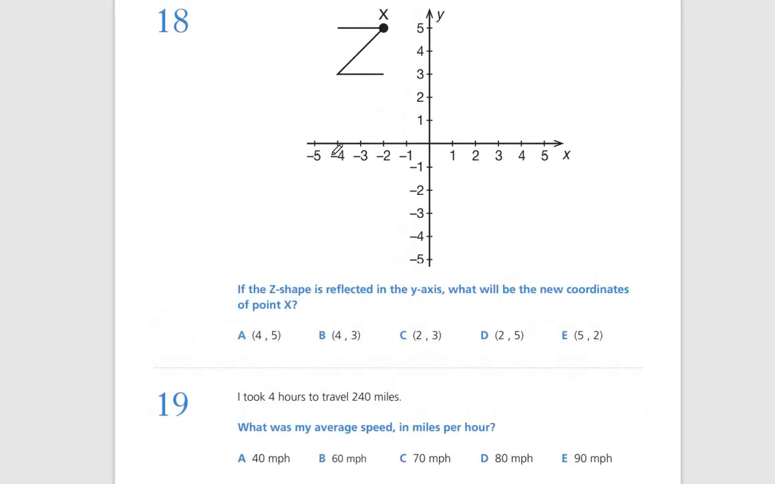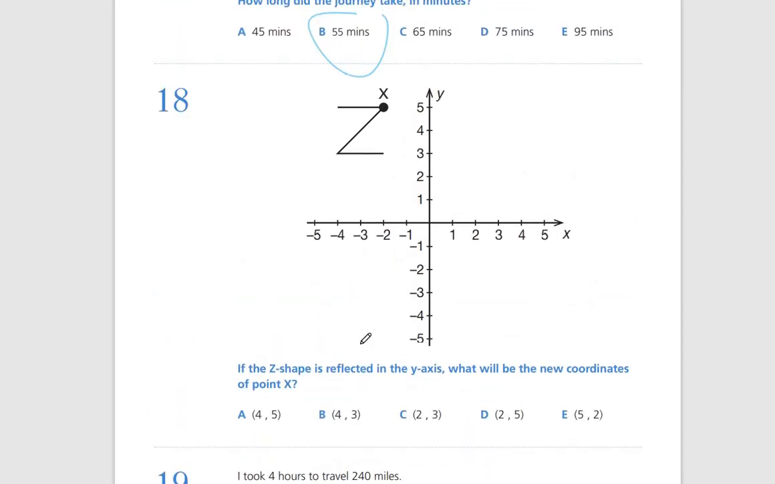Question 18. If the Z shape, which is this one, the stairs, is reflected in the y-axis, what would the new coordinate of point X be? If I flipped it, point X will be here. No, it won't be there. It will be here.